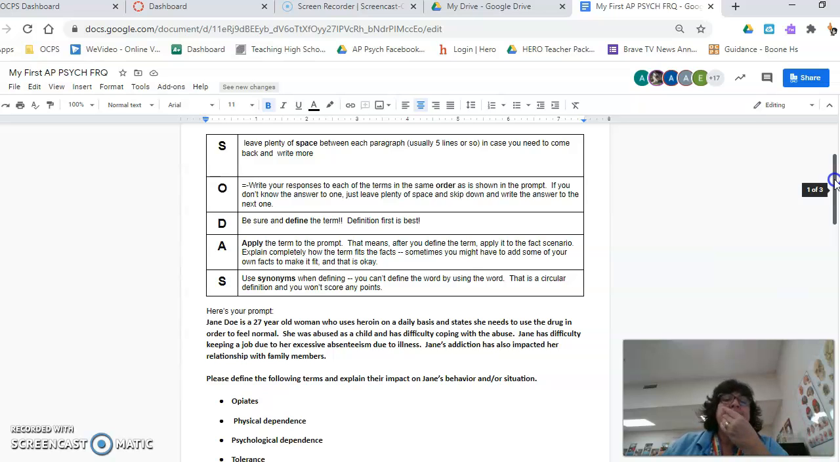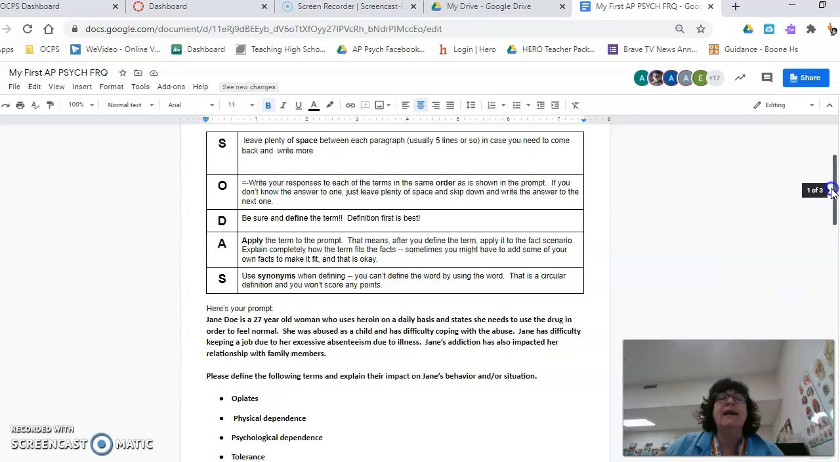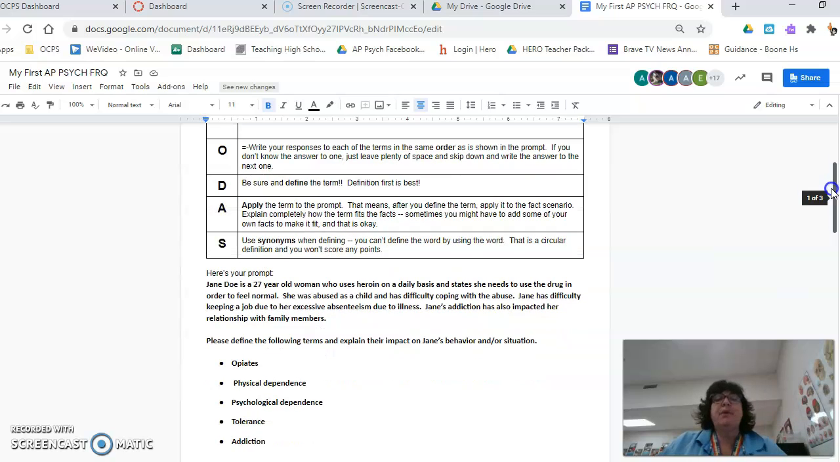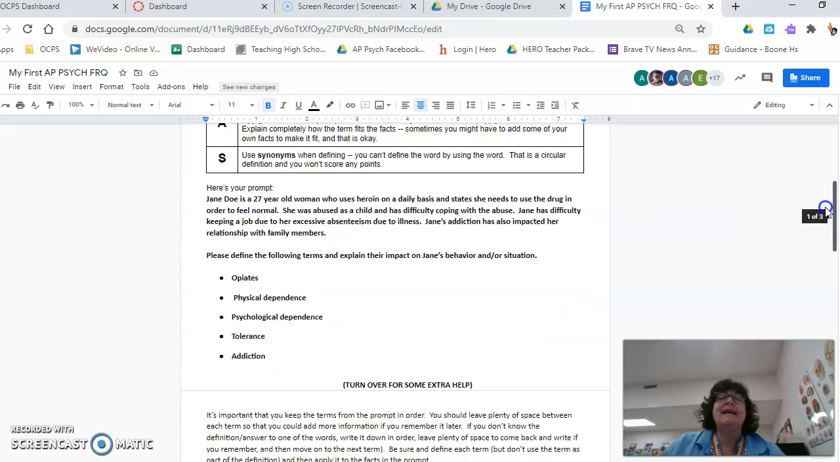When you go to write this first FRQ, you're going to take the prompt about Jane, and this is the same thing that we used when we did the notes on psychoactive drugs. We use Jane. This is the exact same scenario. Again, you're going to write a paragraph about opiates. When I say paragraph, 3 to 4 sentences should do it in most cases. Sometimes it'll be 2, sometimes it'll be 5. It just depends on the word, okay?